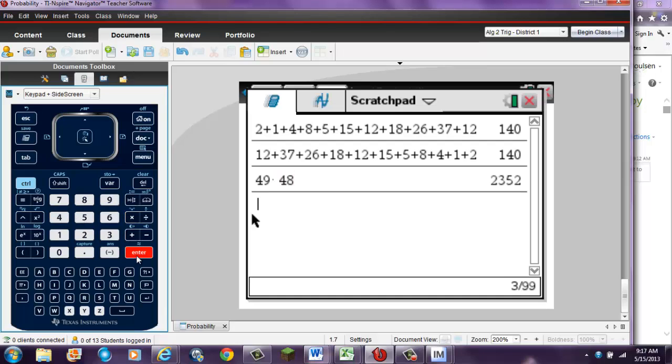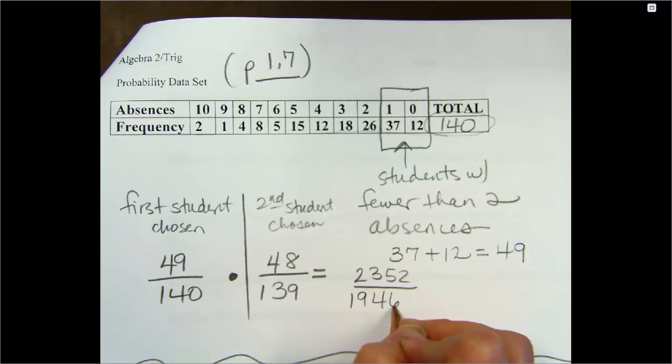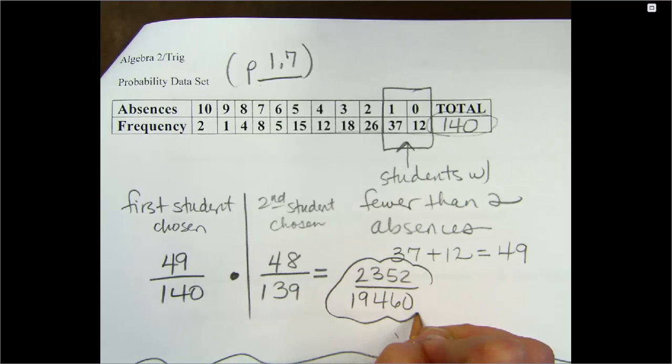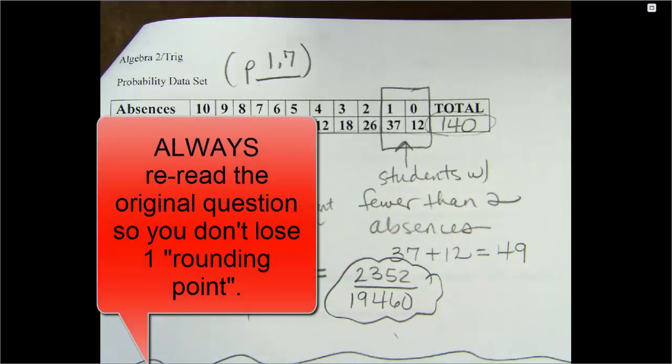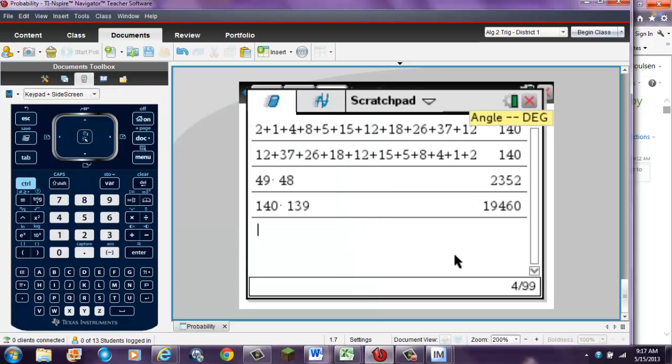Again, grab your scratch pad, punch that in quickly. I do numerator times numerator, and then denominator times denominator, because in probability I really don't want reduced answers, because then I can check that my process and my math was good. Copy those numbers down. So that probability is 2352 over 19,460. But always go back and reread the original question, otherwise you'll lose a rounding point.